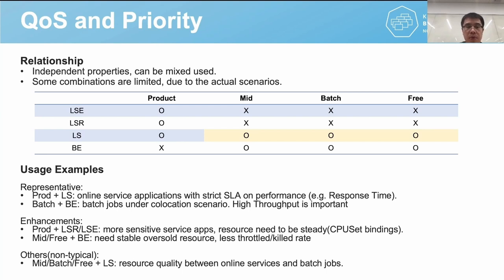The most representative scenarios are product plus LS and batch plus best effort. They are for online service applications and for batch jobs. And since there are more and more types of applications, we also provide some enhancements such as product plus LSR or LSE for those more sensitive service applications, and also mid plus best effort for those who need more stable oversold resources, such as AI training jobs, because they need the resources to be more stable.